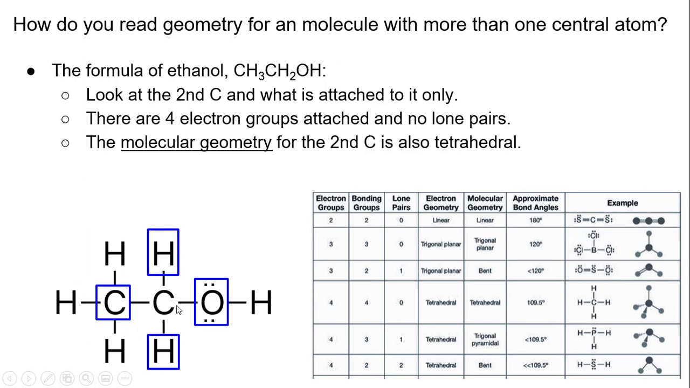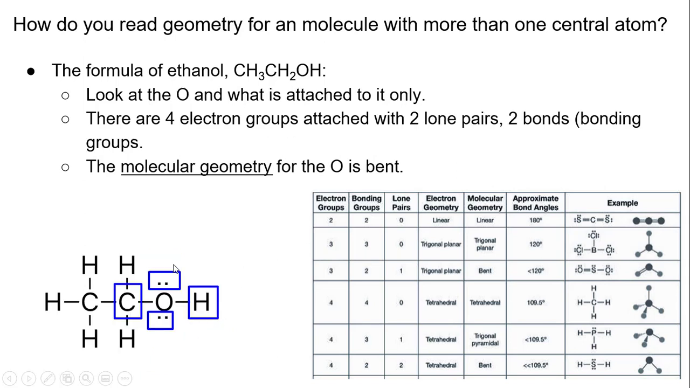Now we're going to go to carbon here. It's the same as the first one because even though this is oxygen, we're not interested in what the atoms are around it. We're counting the interactions. So this is also tetrahedral, and because it has no lone pairs, the geometries will match.